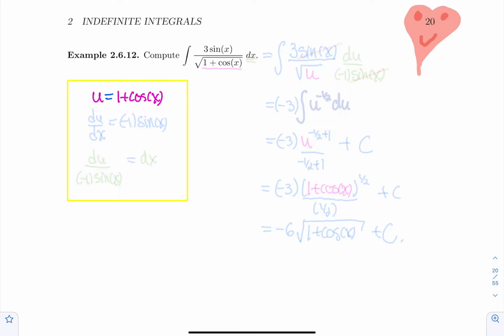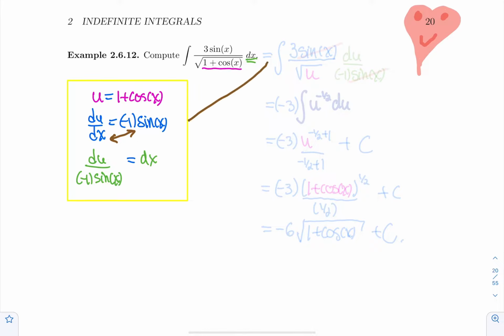Then you compute its derivative right away. So the derivative of u with respect to x is minus sine of x. Then you isolate dx, so you just make the swap here. So you get du over minus sine of x is equal to dx. All right, so 1 plus cos will be replaced by u. dx will be replaced by du over minus sine. So here we go.